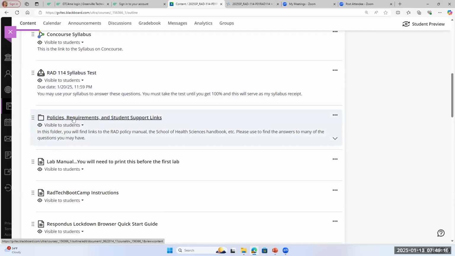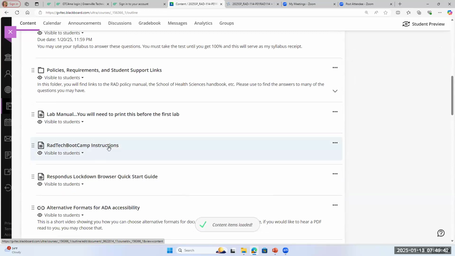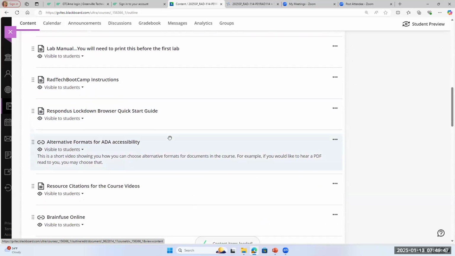Other resources that you may need, you can find in this link. Here is your lab manual. You will need that before lab. We have a lot of activities that we're doing this week in lab. I think there's like 6 different things. So you need to have access to it either on your tablets or your laptops or in printed copy. If you don't have it, you're going to be lost. Here again are your Rad Tech Bootcamp instructions in case you've forgotten a little bit about how to do that.